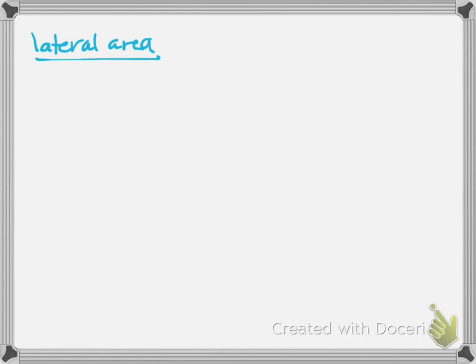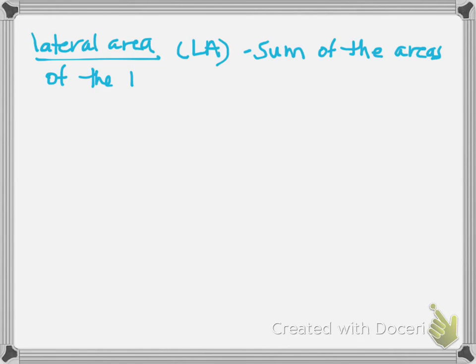And lateral area is abbreviated capital L, capital A, like LA. And it's the sum of the areas of the lateral faces, which, because it's area, it's going to be in square units. So these are the quote-unquote sides of your three-dimensional shape.